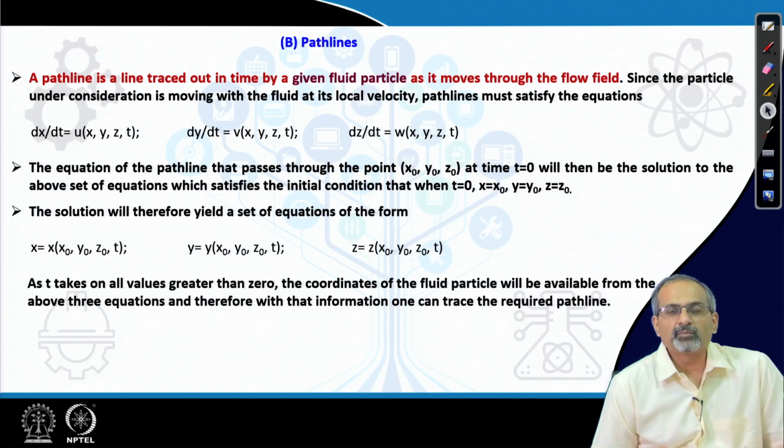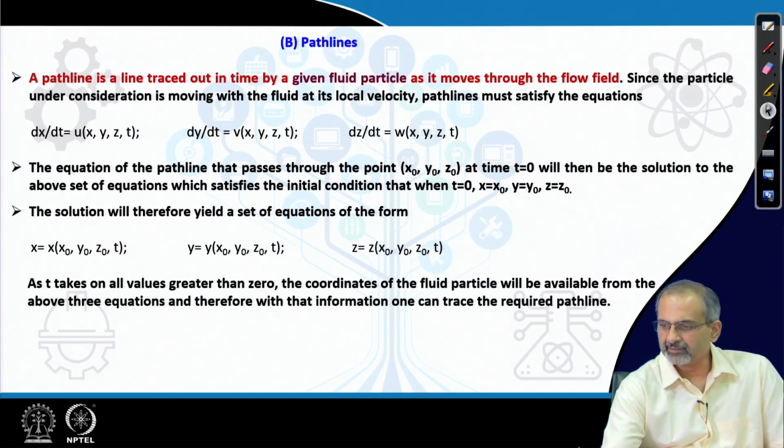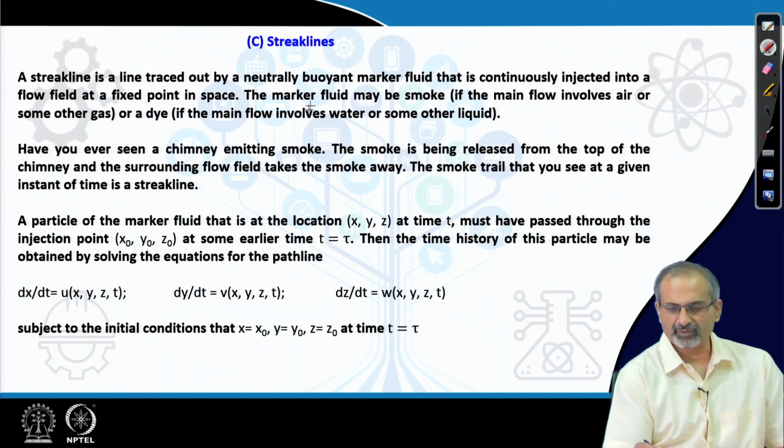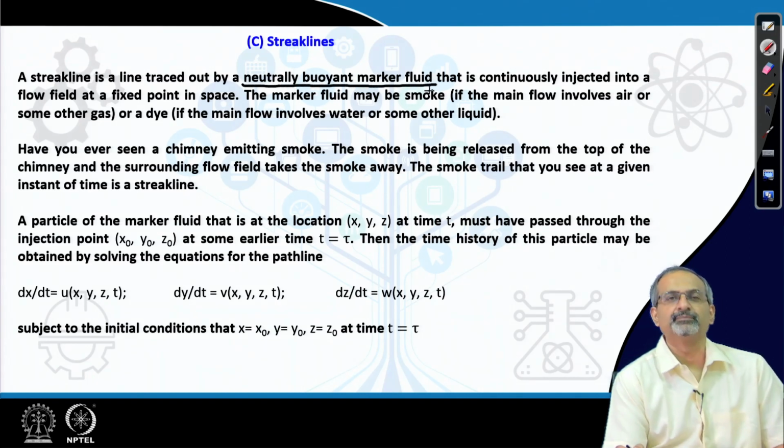So, we saw what path lines are all about. Let us take the discussion forward. We will now look at streak lines. What are streak lines? Let us define it in the singular. A streak line is a line traced out by a neutrally buoyant marker fluid that is continuously injected into a flow field at a fixed point in space. The marker fluid may be smoke if the main flow involves air or some other gas, or a dye if the main flow involves water or some other liquid. So, it is essentially playing the role of a neutrally buoyant marker fluid.